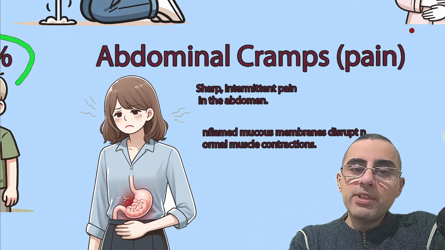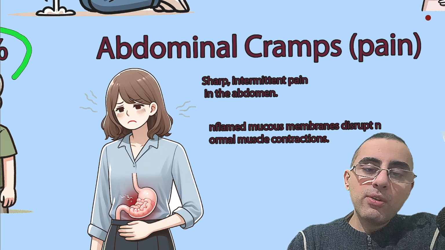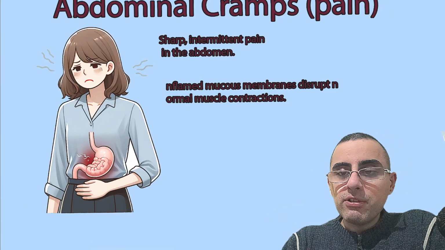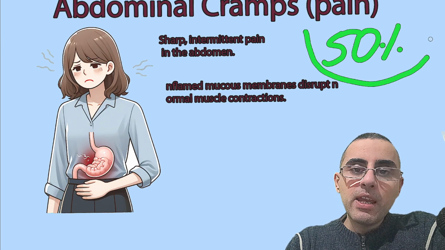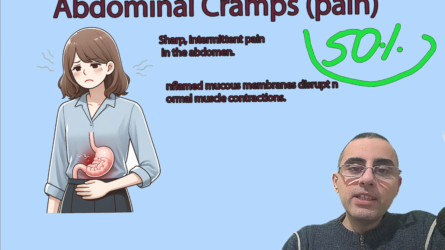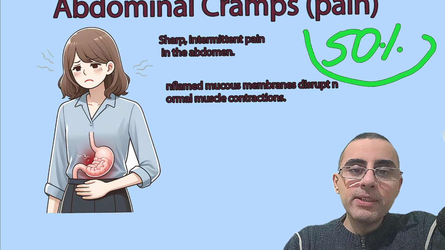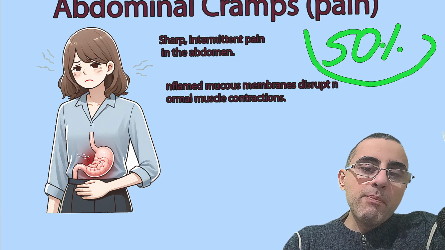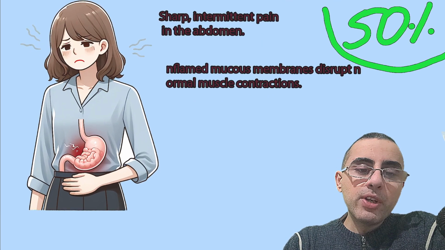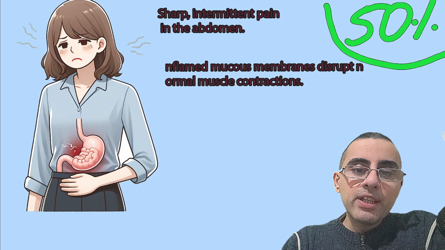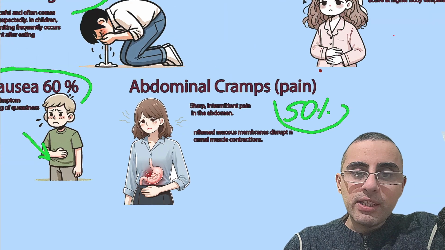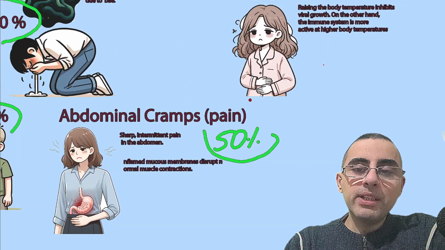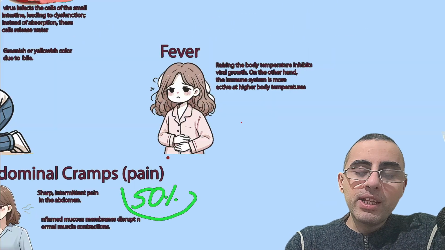The fourth most common symptom is abdominal cramps or abdominal pain, which occurs in around 50% of cases of norovirus infection. This abdominal pain is sharp and intermittent, and it happens because the mucous membrane is inflamed by this virus, and the inflammation causes abnormal muscle contractions. That's why the person has abdominal cramps and abdominal pain.